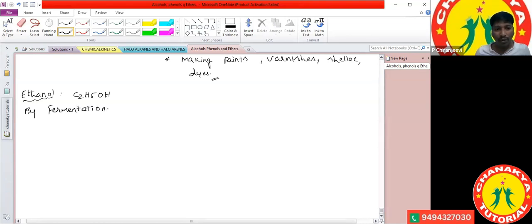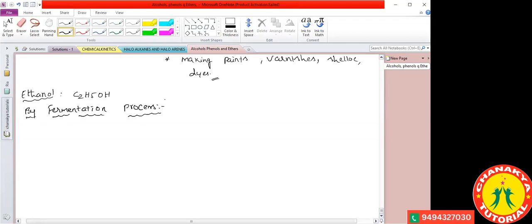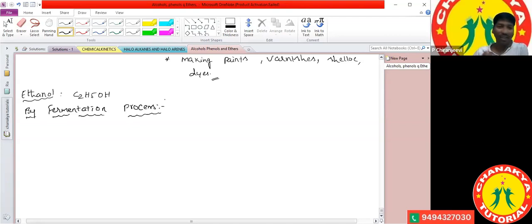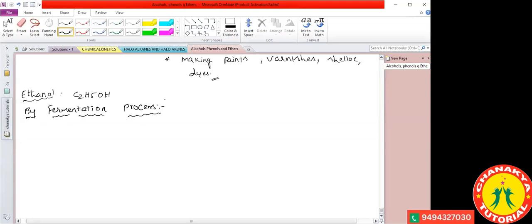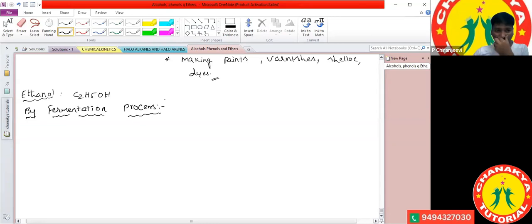What is the fermentation process? In biology you already learned this. Fermentation is something like adding yeast and keeping it for a long period of time. Very good. We also see the fermentation process at home. How is milk converted into curd? By the fermentation process only. For that also we add a starter. Even for bread, right? Yes, bread also. All these are fermentation.